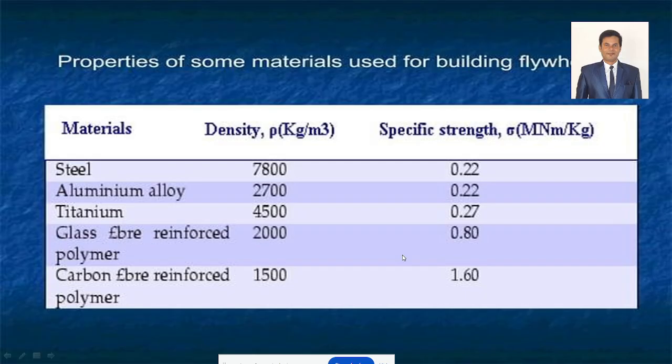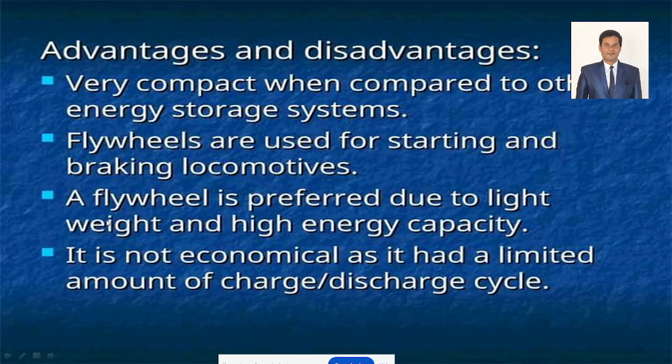Density depends upon the types of materials which have been used for the specific design. Based on these composite materials, the density will have a lot of impact. So the flywheel is preferred for its light weight and high energy density capacity. It is not economical, as there is a limited number of charge and discharge cycles. That is what we are talking about, the charge and discharge life cycles, right?